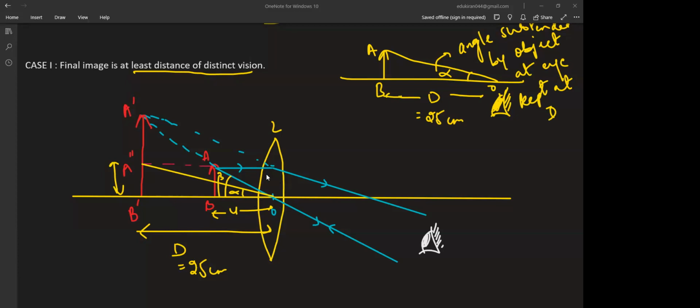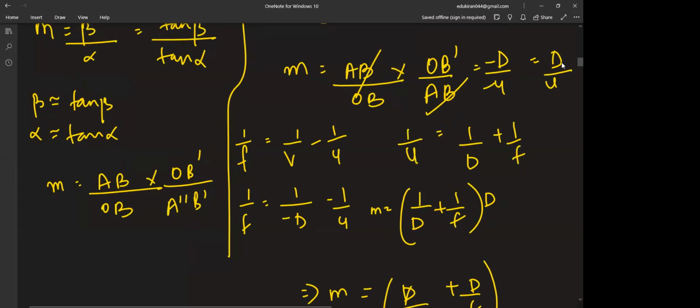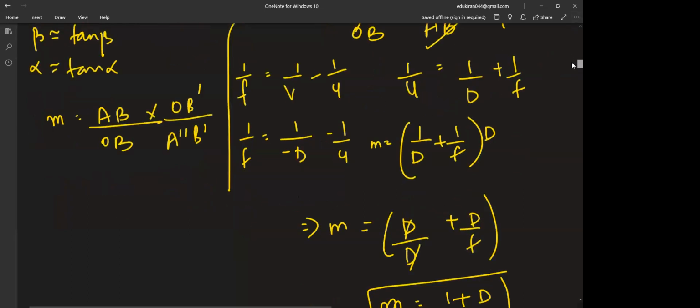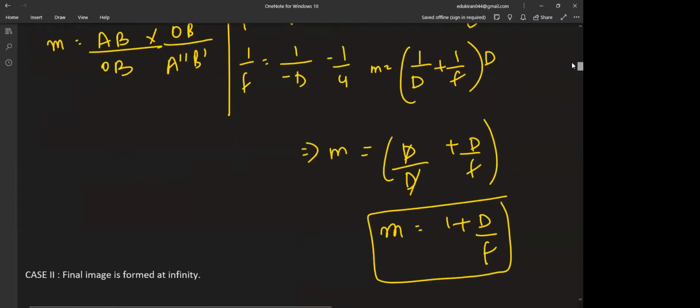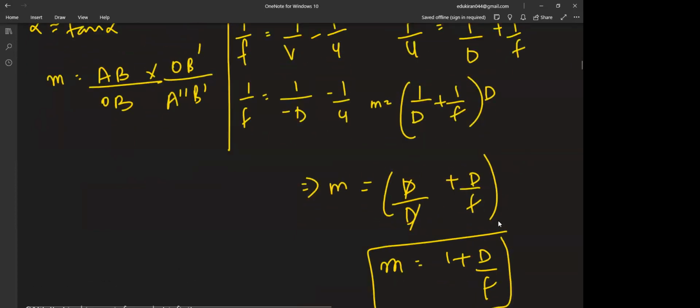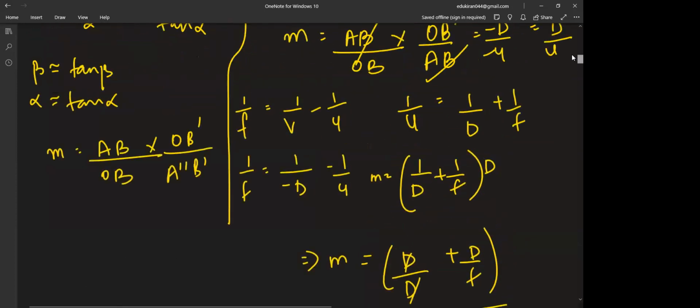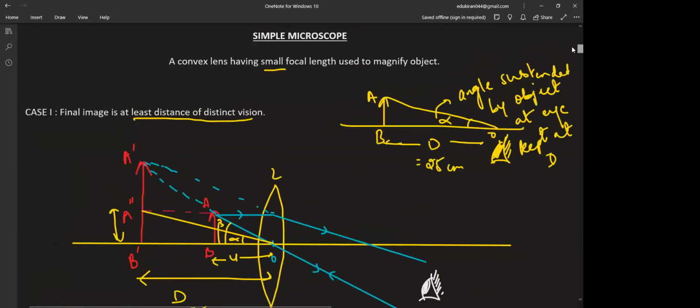You have two triangles with you. You have this triangle ABO and this bigger triangle also. Using that, you put the value of tan beta and alpha and calculate it. Once you calculate it, you will get d by u. You will be stuck over here. You cannot calculate further. So we apply the lens formula. From the lens formula, we find the value of 1 by u and put it here. Then simple multiplication, opening of brackets, 1 plus d by f. Write it down quickly, then we'll see the second case also.